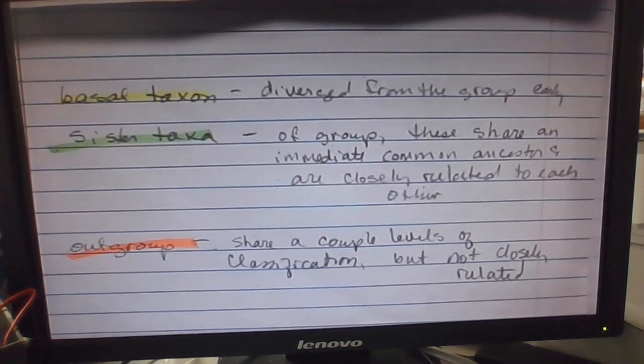Sister taxa were the green ones that are closer together. Of the group, these share an immediate common ancestor and are closely related to each other. They're going to have more levels of classification in common for our activity. And then the orange was the out group. An out group shares a couple levels of classification, but is not closely related.